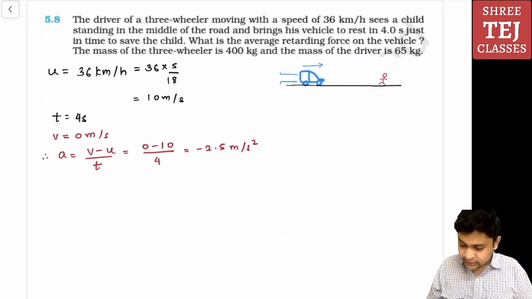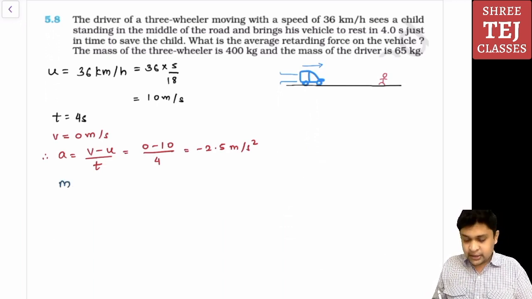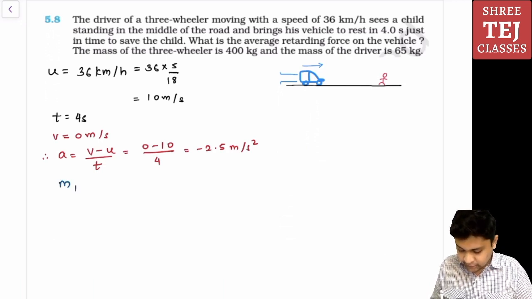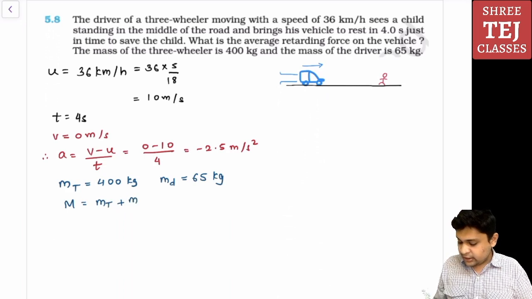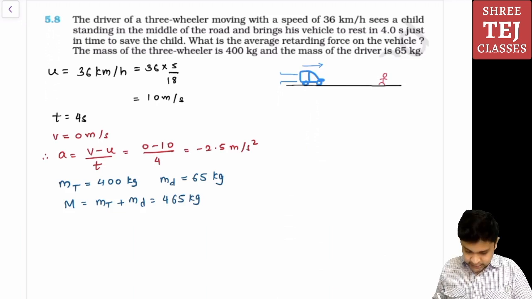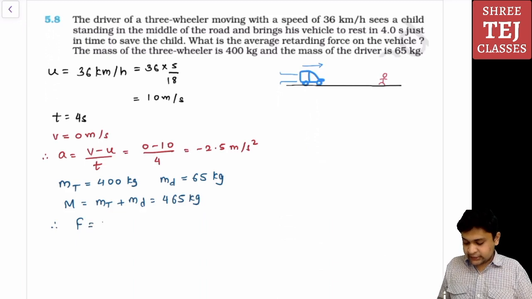Now we have been given mass of three-wheeler. Mass of three-wheeler is 400 kg, and mass of driver is 65 kg. Therefore total mass m will be mass of three-wheeler plus mass of driver, which is 465 kg. Total mass is 465 kg. Therefore force, the retarding force would be mass into acceleration, so it will be 465 multiplied by minus 2.5.